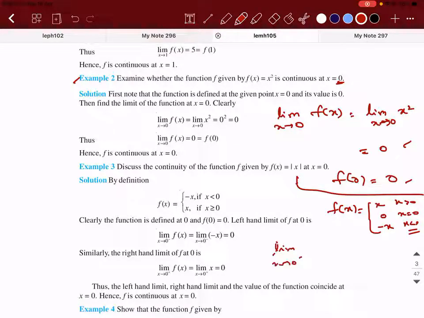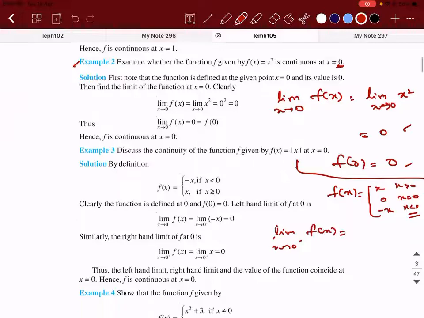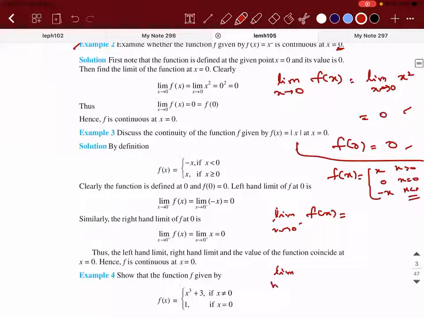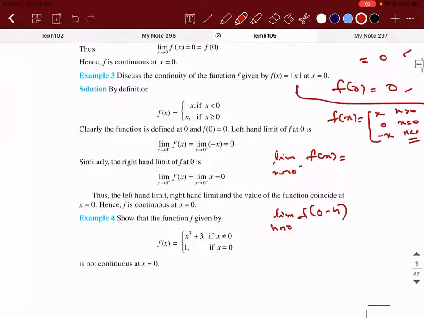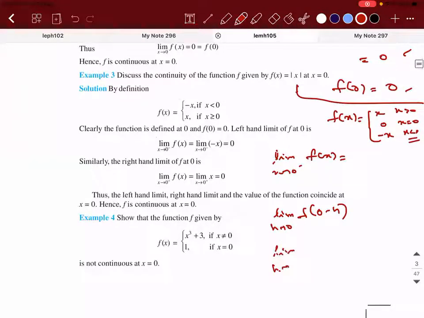So limit x tends to 0 minus. Limit x tends to 0 minus means what do I have? f of x is equal to, what will be the next step? Limit h tends to 0, f of 0 minus h. Right. Now, what function should I use? Should I use minus x or 0? 0 minus h is on the left of 0. On the left of 0, what function is defined? Minus x. So I need to use minus of 0 minus h.